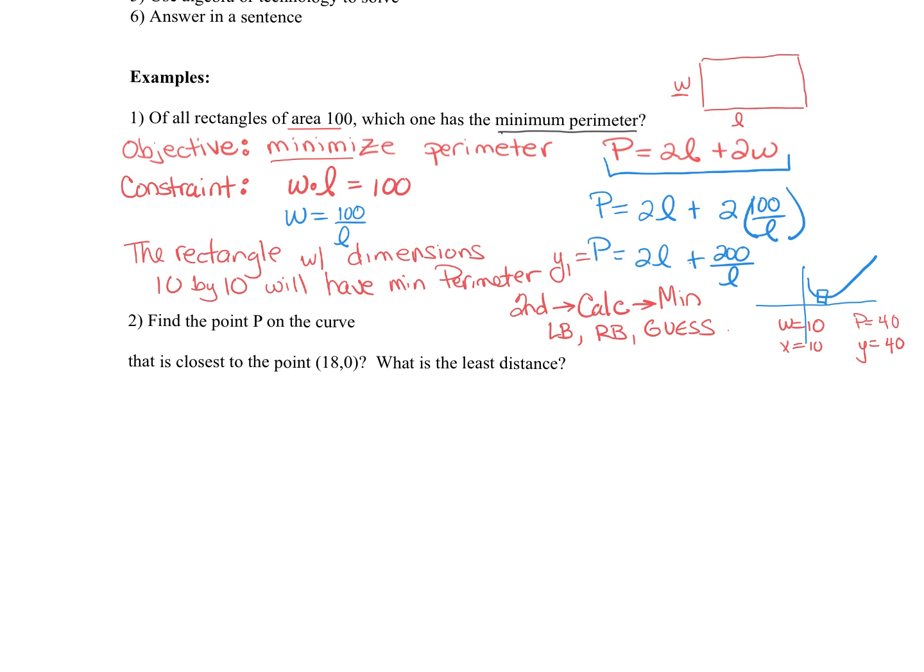Let's take a look at another example. This is also a geometric example. Find the point P on the curve, the curve is y equals x squared, that's closest to the point 18, 0. And what is that distance?